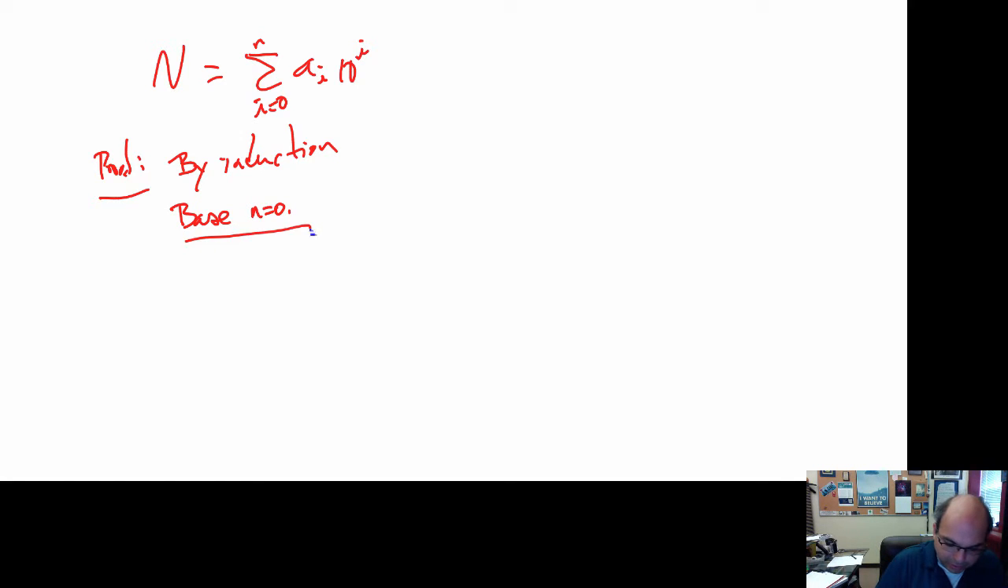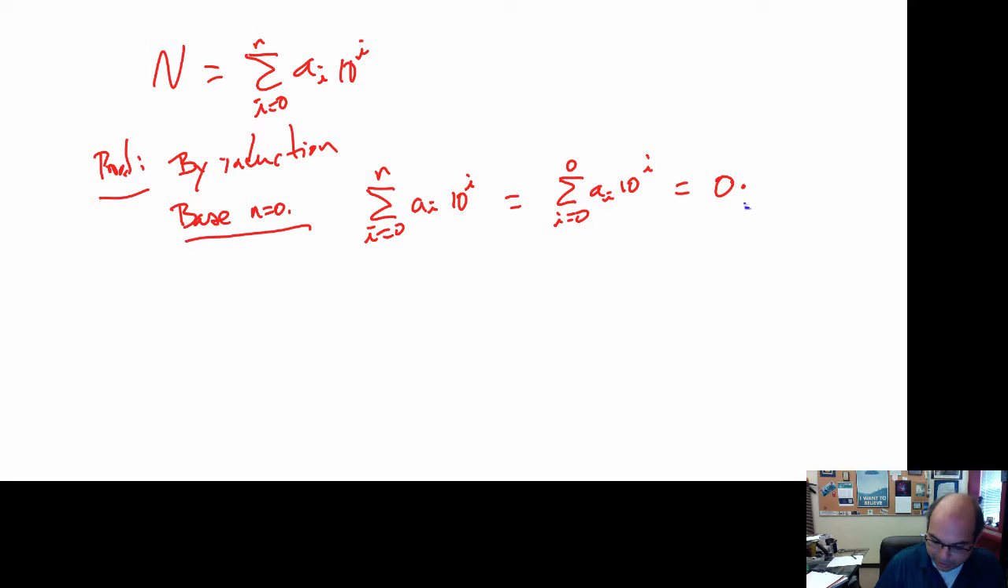So the sum from i equals 0 to n of a sub i times 10 to the i is going to be equal to the sum from i equals 0 to 0 of a sub i times 10 to the i, and that's just equal to a sub i times 10 to the 0, which is just equal to a sub i.